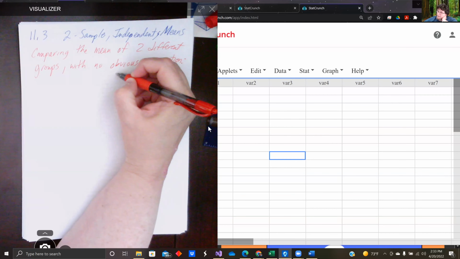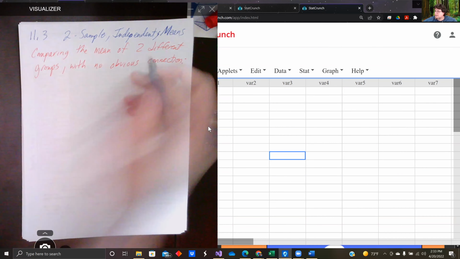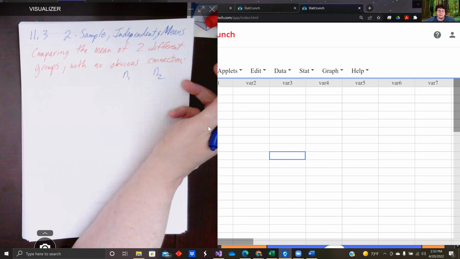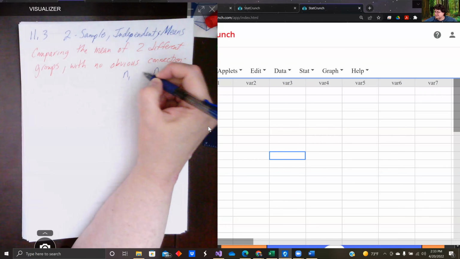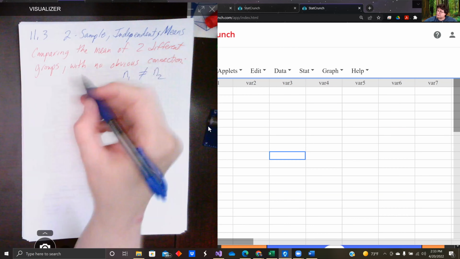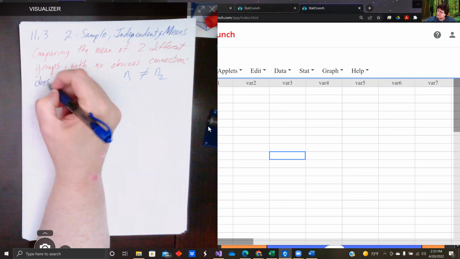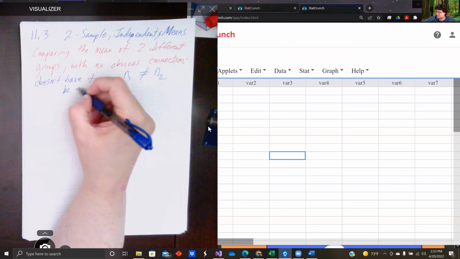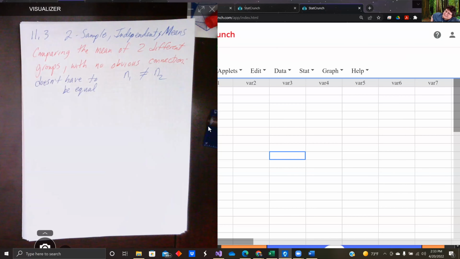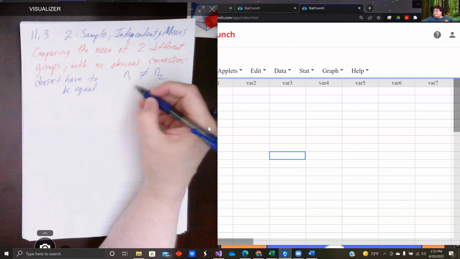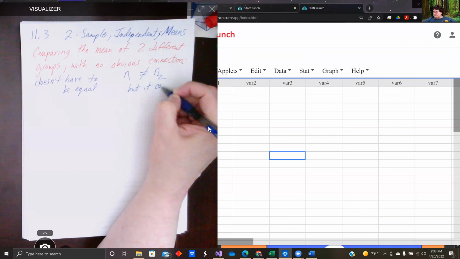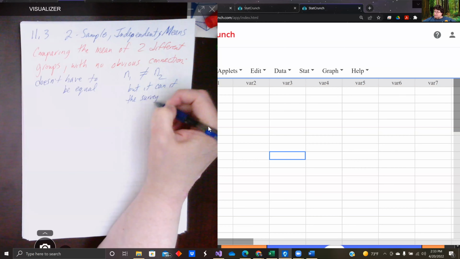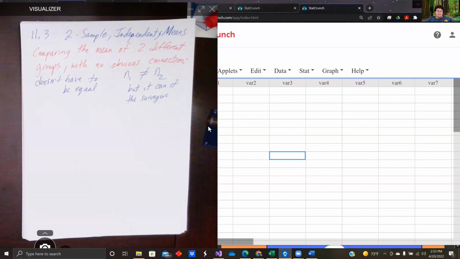But two groups means we're going to have two samples, N1 and N2. And N1 doesn't have to equal N2. N1 does not have to equal N2, but it can if it fits the problem, if the surveyors or the people that did the problem made it so.